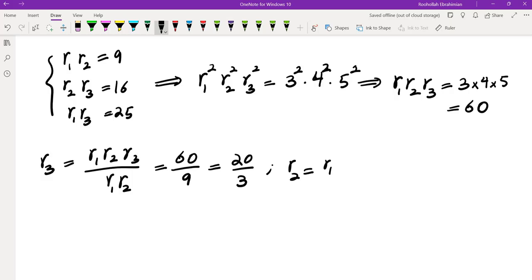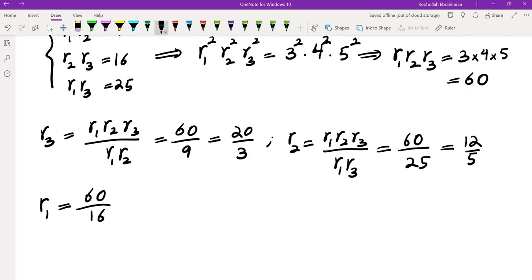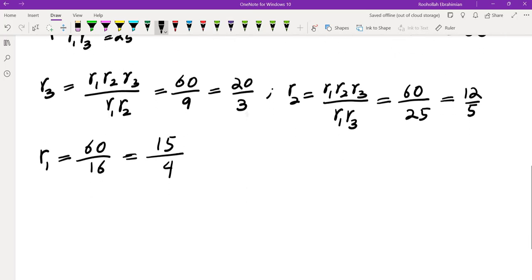R2 would be R1 R2 R3 divided by R1 R3, which is 60 divided by 25, so that's 12 over 5. And R1 is the product, 60, divided by R2 R3, which is 16. Dividing the numerator by 4, we get 15, and dividing the denominator by 4, we get 4. So 15 over 4 is R1.